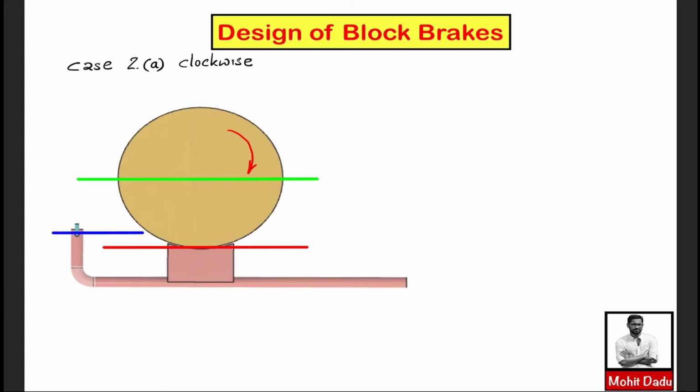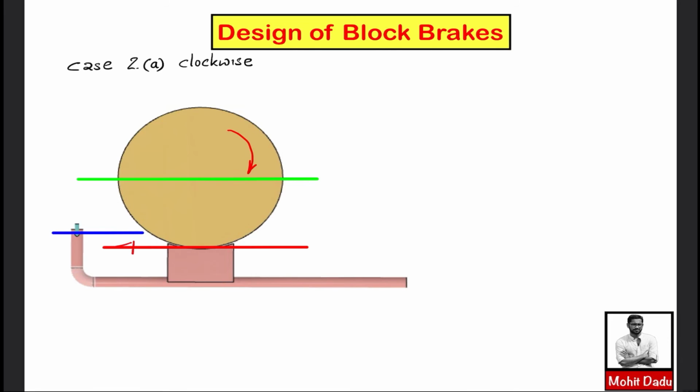So for the drum, the direction of rotation is in this way, and for the drum the frictional force will be coming in this direction, but for the block the frictional force will be coming in this direction. That means whatever be the direction of rotation, for the block of the brake you can take the direction of frictional force like this.